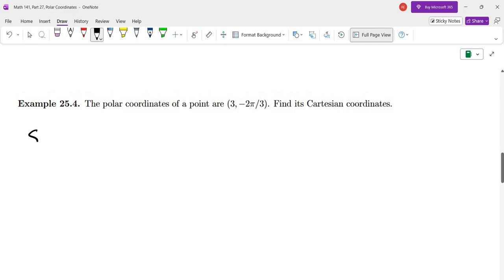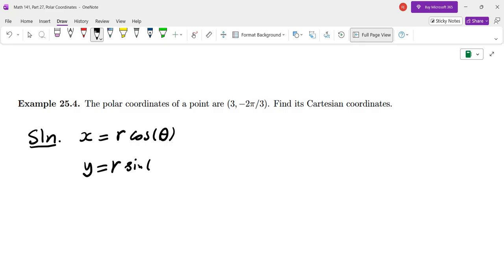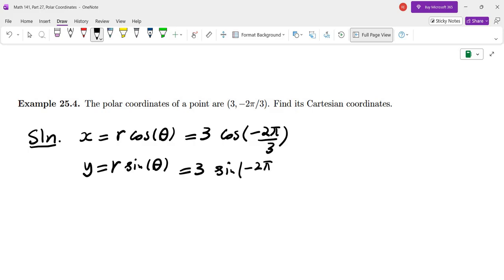Here is the next example. The polar coordinates of a point are (3, -2 pi over 3). We want to find its Cartesian coordinates. So we know that x is r cosine of theta by the formulas that we got up there, and y is r sine of theta. So this is 3 cosine of -2 pi over 3, and this one is 3 sine of -2 pi over 3.